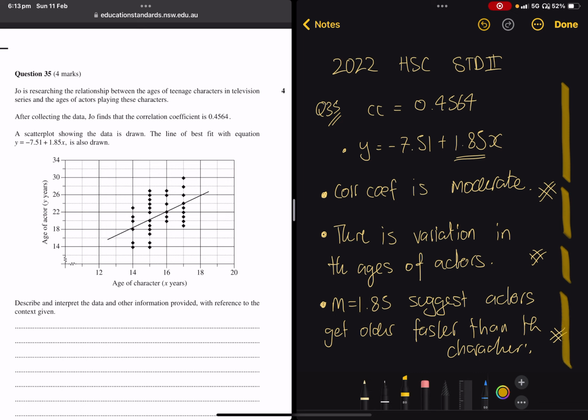So just list off a whole bunch of things about the data, talk about the numbers you've been given, talk about the formulas, what do they mean, what do they imply, and then make comments about this data set. This is what's likely to get you full marks.